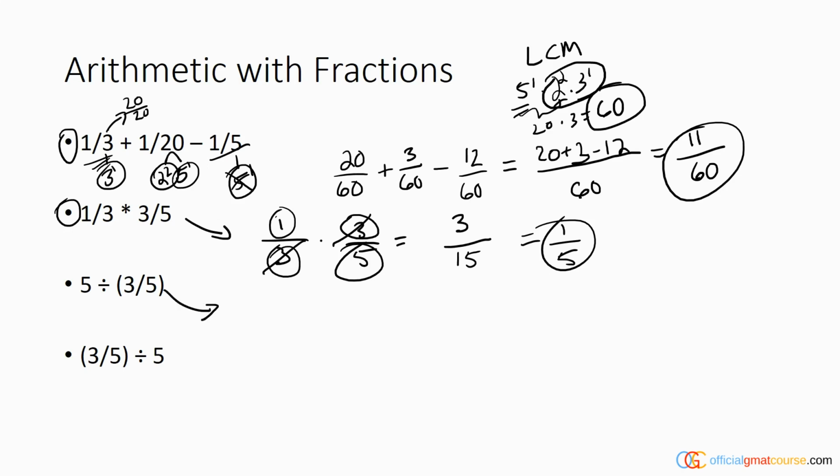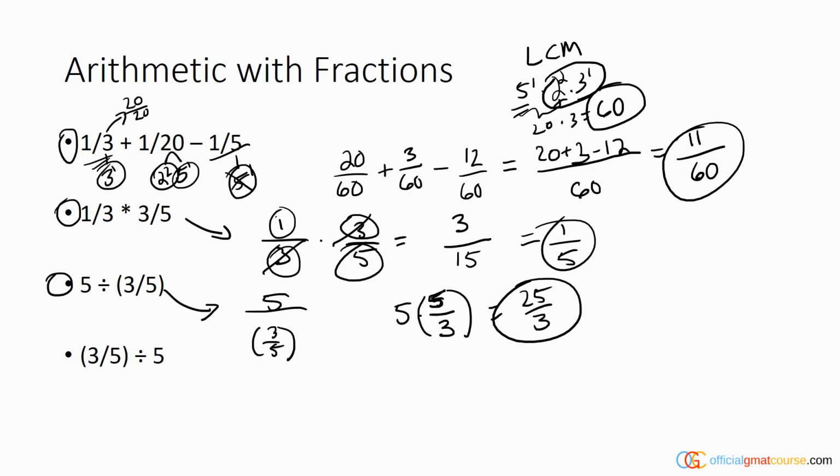Now division with fractions is interesting. So we have 5 divided by 3/5. And when you divide by a fraction, no matter what the fraction is, it's the same as multiplying by that reciprocal. So the reciprocal is basically the fraction upside down. And that means we have 5 times the reciprocal of 3/5, which is 5/3, which gives us 25/3 as our answer to this one.